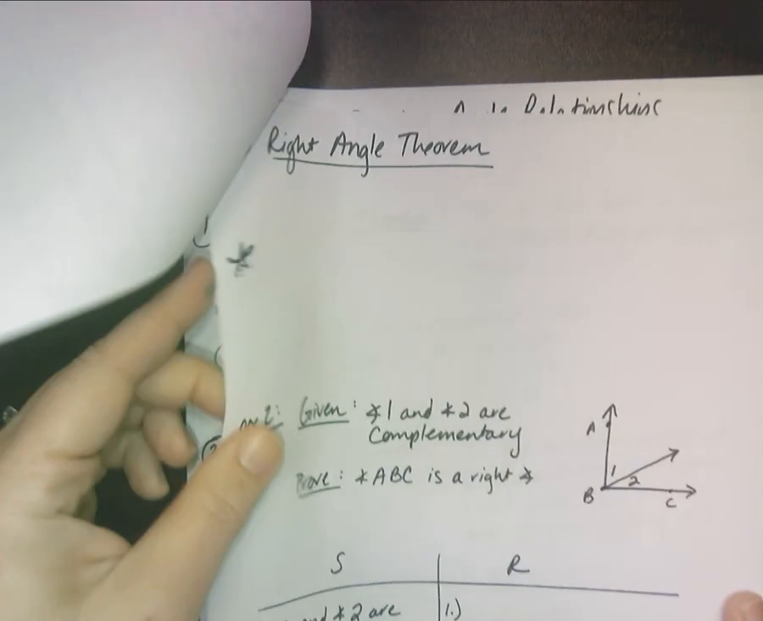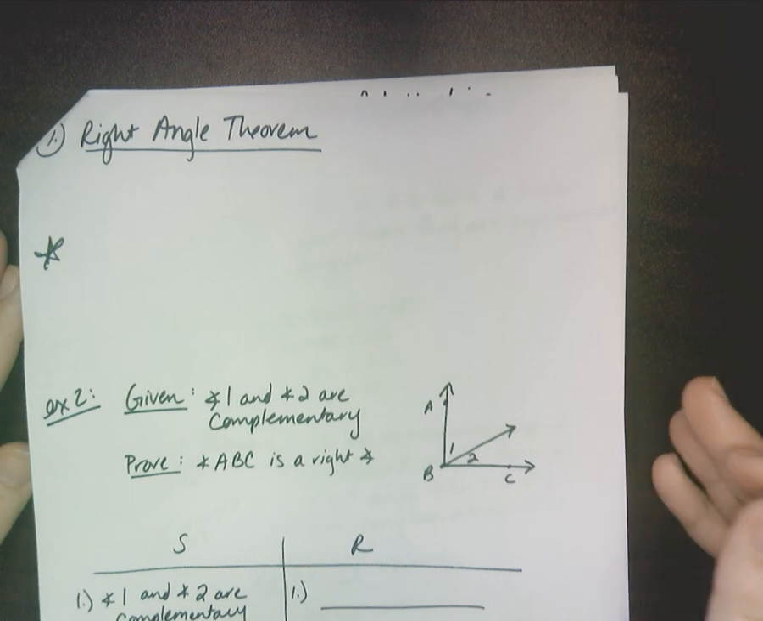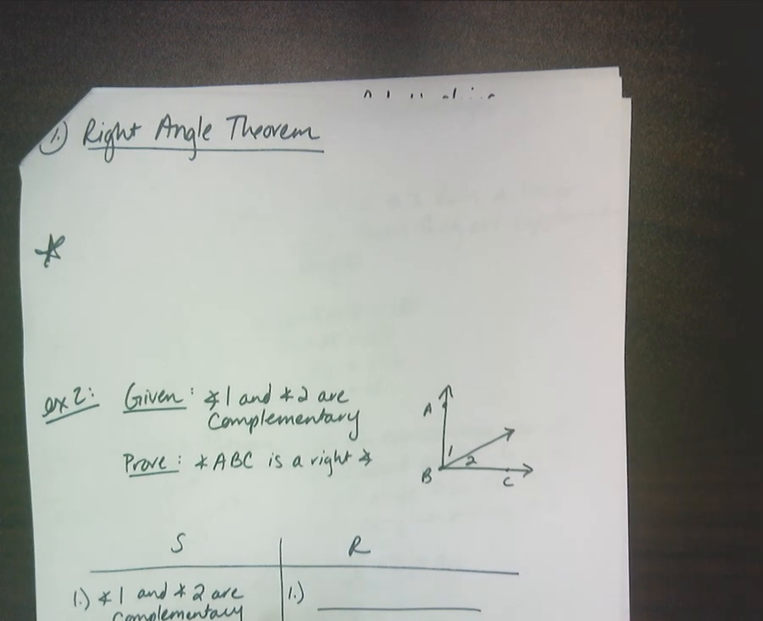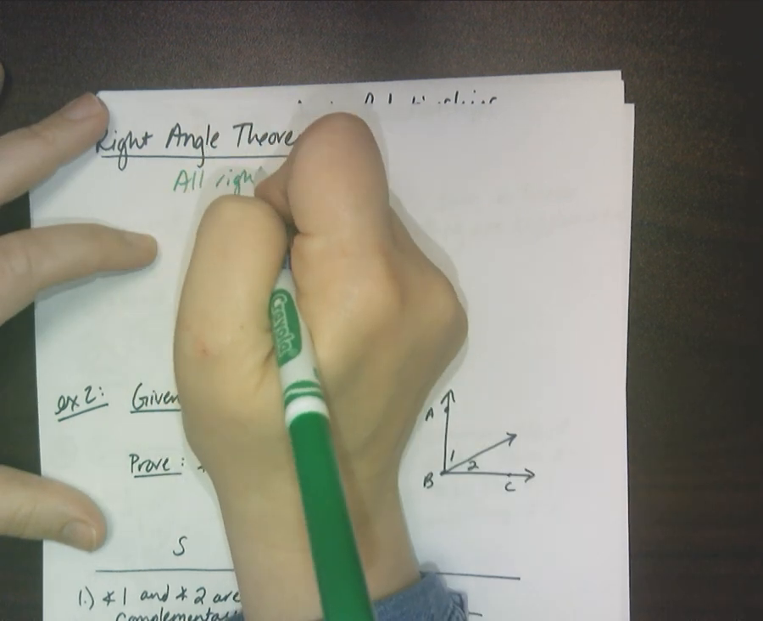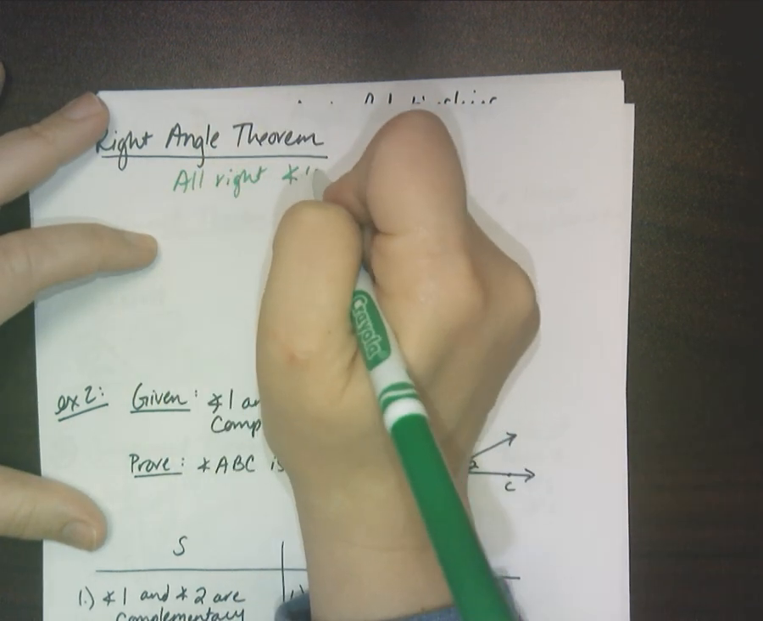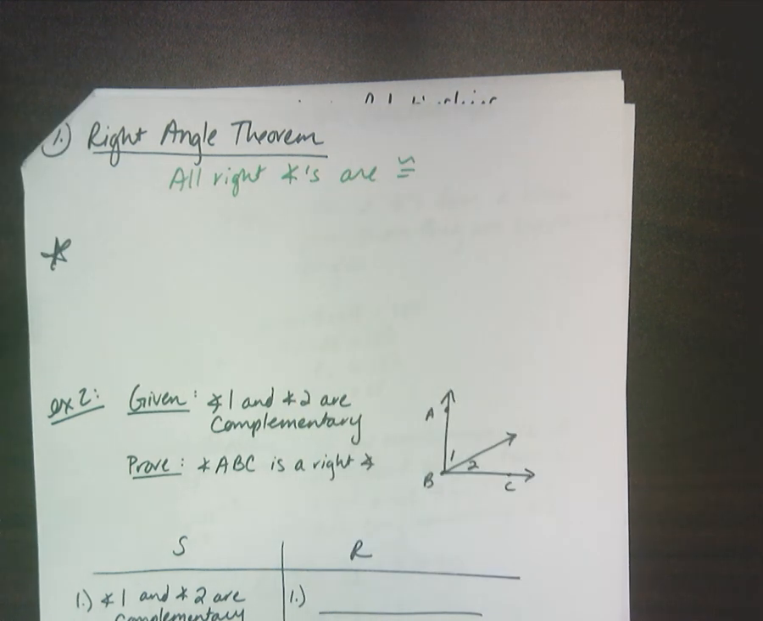All right, moving on. One last theorem, and then we'll do one more proof, and we'll be done here. Right angle theorem, very easy. All right angles are congruent. That makes sense. If you're a right angle and I'm a right angle, we have the same measure. We are congruent. We're 90 degrees, okay?